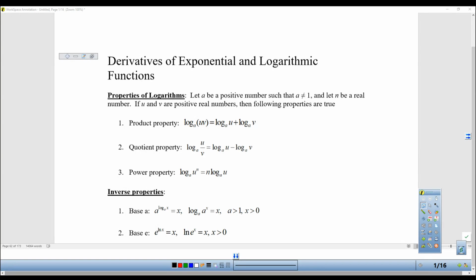And also don't forget that if you have a base a and you raise it to a power with a log base a, they cancel each other out and you just end up with x. Same is true if you have a log base a of an exponential thing with base a, then again, it's just going to cancel right out. Likewise, e to the ln of x is x, and ln of e to the x is equal to x.